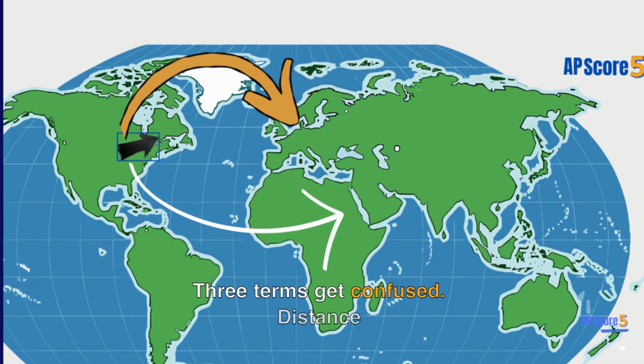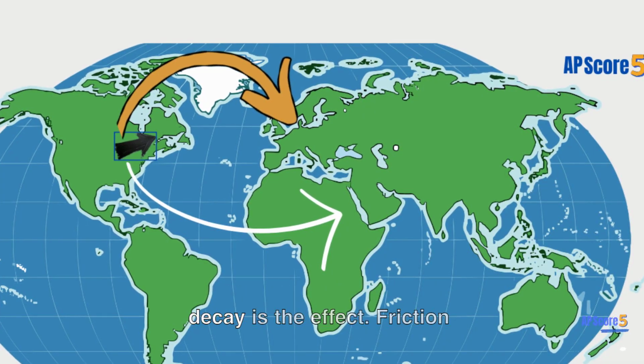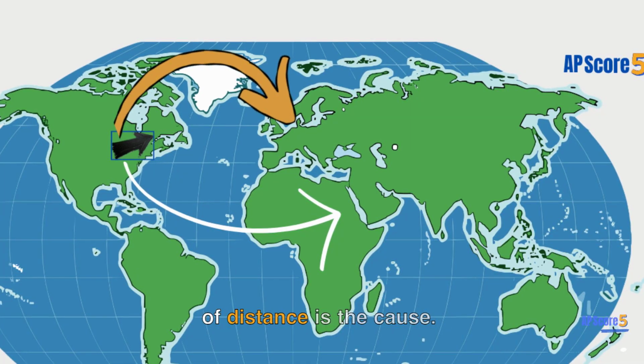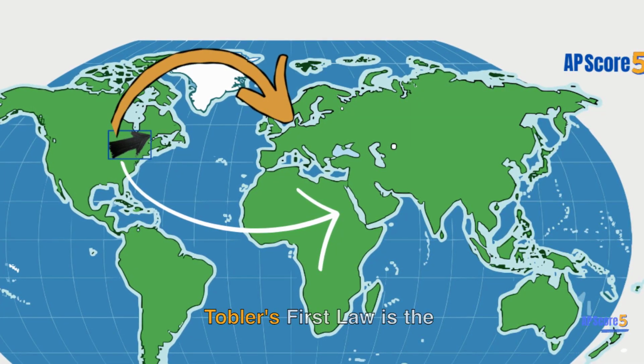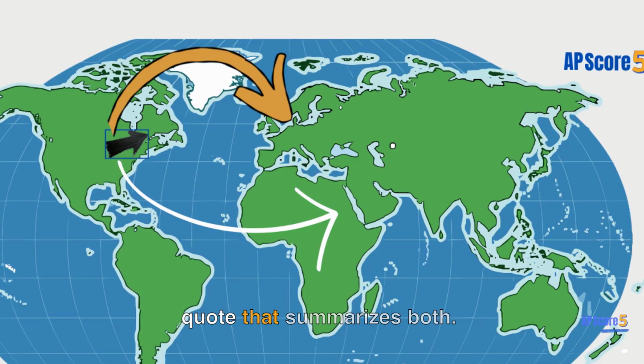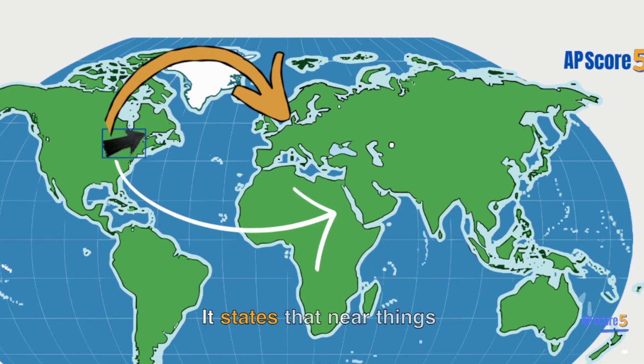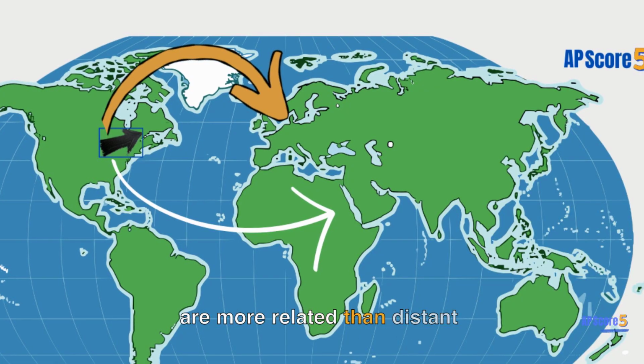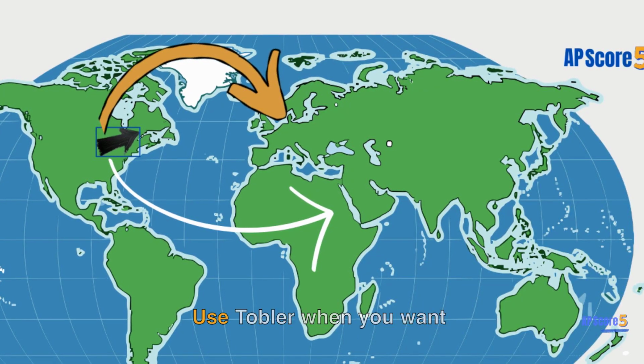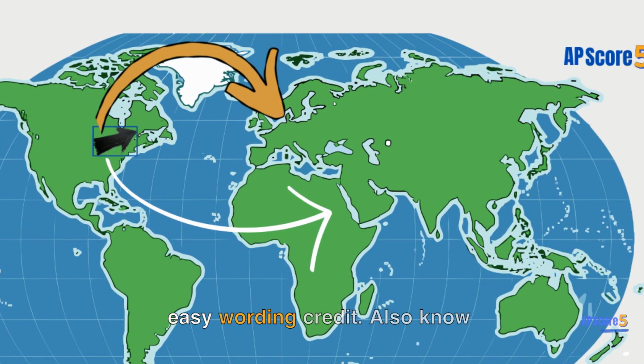3 terms get confused. Distance decay is the effect. Friction of distance is the cause. Tobler's First Law is the quote that summarizes both. It states that near things are more related than distant things. Use Tobler when you want easy wording credit.